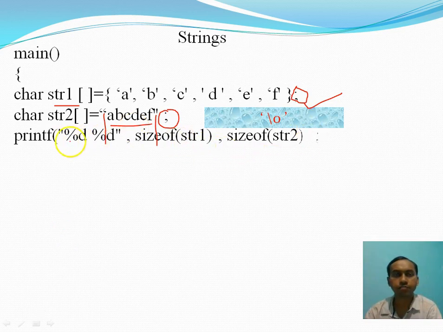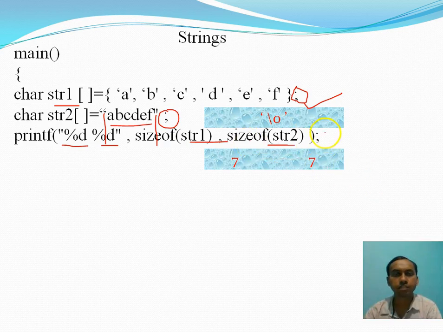So we are printing size of string 1 and size of string 2. So what will be the size? %d integer, size of string 1 and size of string 2. So what is the size of string 1? Here it is with the null character. And what is the size of string 2? So size of string 1 and size of string 2 both will be 7, because it will take the null character at the end by default. So string 1 is 7, string 2 is 7, both are 7.